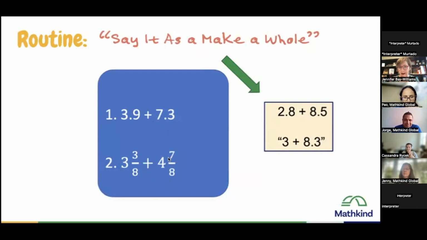And then for the fraction problem, those are harder to type in the chat, but students could take an 1/8 from the first fraction and move it over to the second fraction. And this is significantly more straightforward, easier, more conceptual for students than algorithms where they add the fractions separate and then have to regroup. So this is a strategy that's super useful for whole numbers, decimals, and fractions.